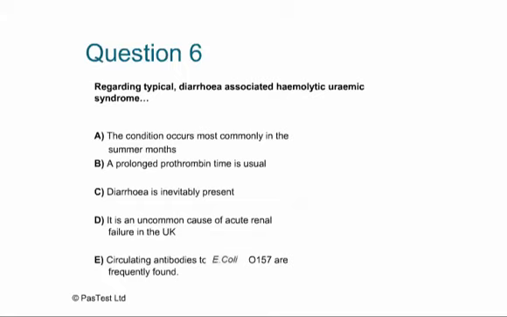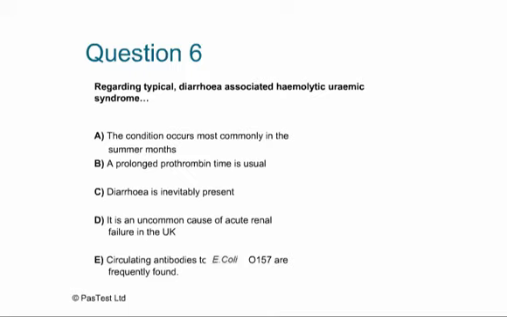Question 6. Regarding typical diarrhea-associated hemolytic uremic syndrome, A, the condition occurs most commonly in the summer months. B, a prolonged prothrombin time is usual. C, diarrhea is inevitably present. D, it is an uncommon cause of acute renal failure in the UK. And E, circulating antibodies to E. coli 0157 are frequently found. So this is another true-false question.